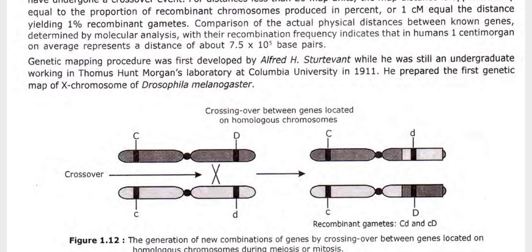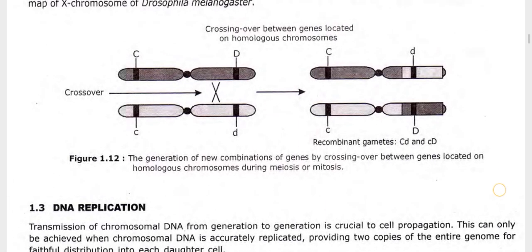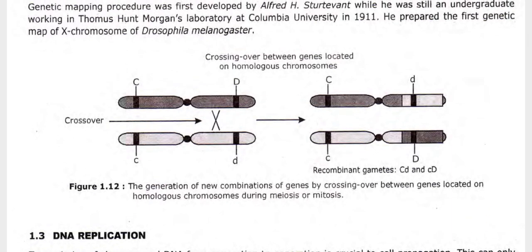Crossing over between genes located on homologous chromosomes produces recombinant genes: capital C, small d and small c, capital D. Capital C, small d, small c, capital D arrangement. To get this arrangement, new combinations of genes are generated by crossing over between genes located on homologous chromosomes during meiosis or mitosis.